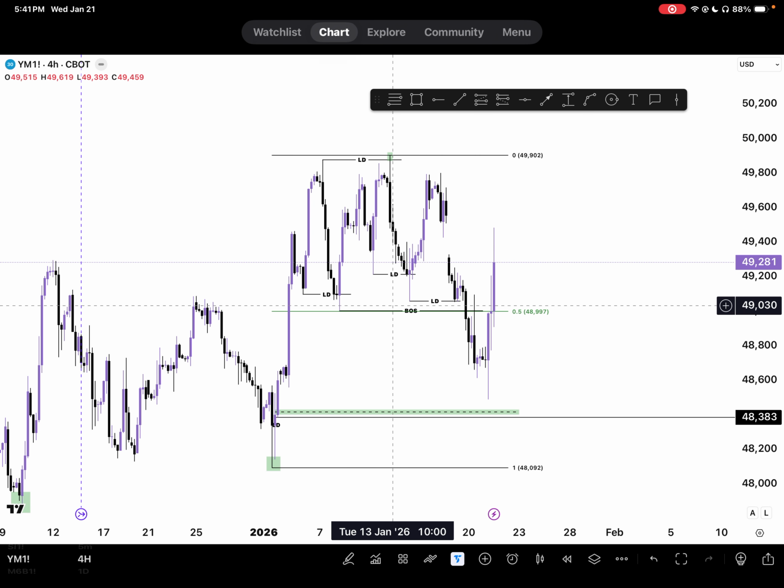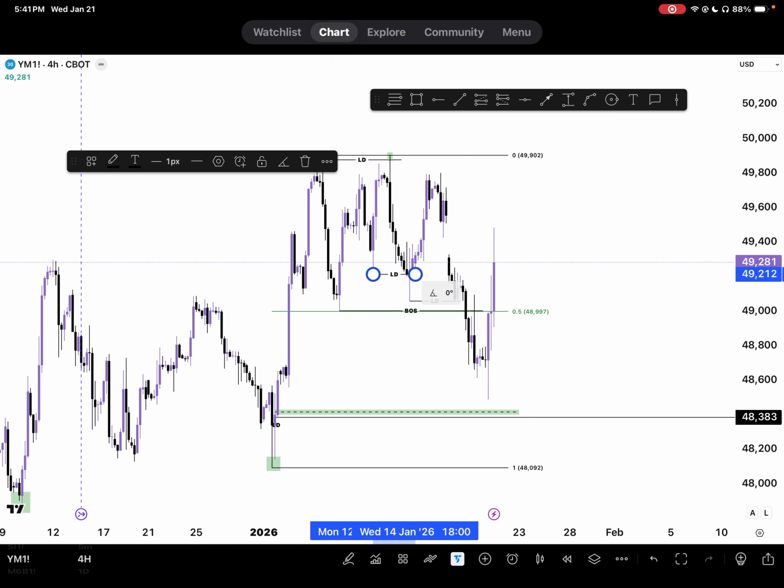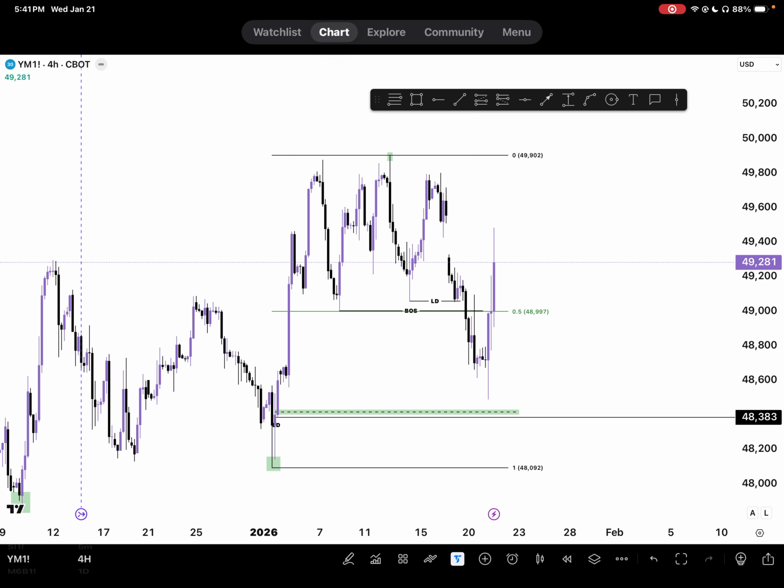So now that we have the price leg solidified, I no longer need these annotations. We know where our liquidity points are. We know what happened. We got our break of structure. All right, so this is the area that we're looking at.